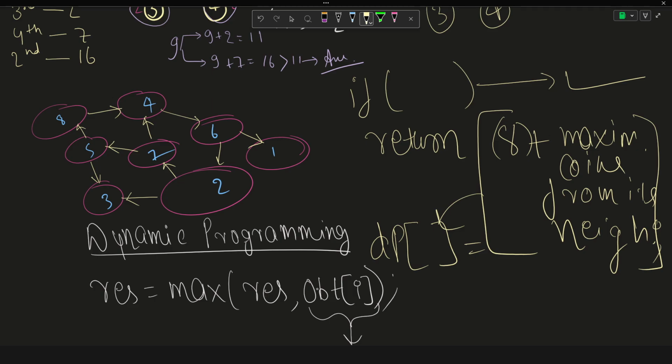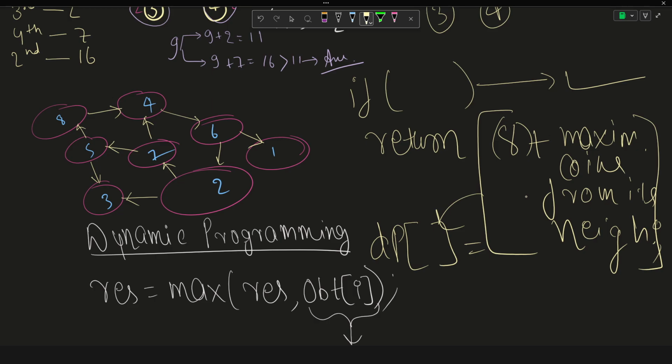And suppose I started from this component, the ith component, right? So when I started from the ith component, what will this function have returned? Since I have started from the ith component, the function will be returning the total coins present in this ith component plus whatever the maximum amount of coins it was able to get through its neighbors, right?